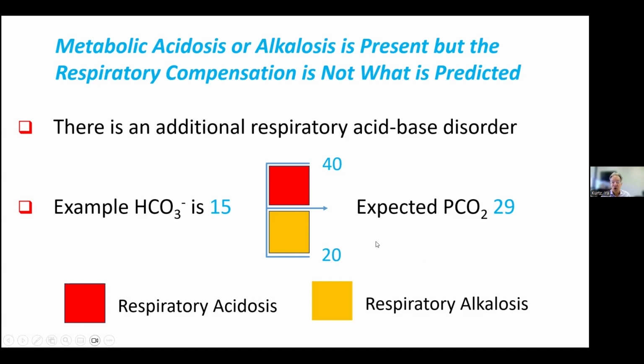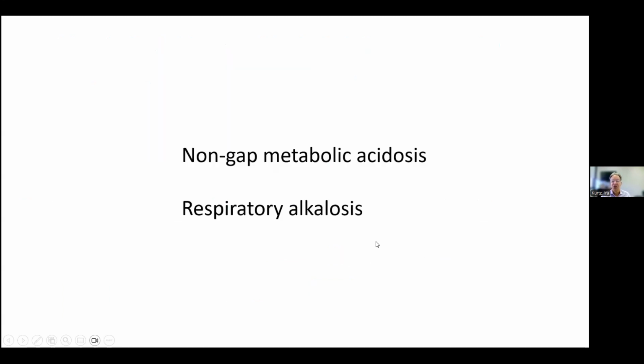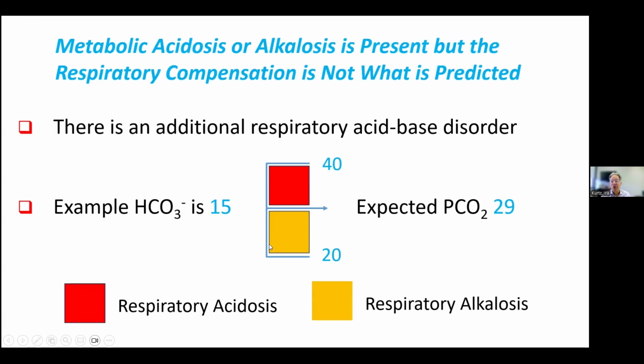PCO2 is down more than we would predict, and so the patient has a respiratory alkalosis in addition. Now remember, we do not call the compensatory response in metabolic acidosis or alkalosis a respiratory acid-base disorder. We don't call it secondary respiratory alkalosis. We don't use that term. We call it appropriately compensated.